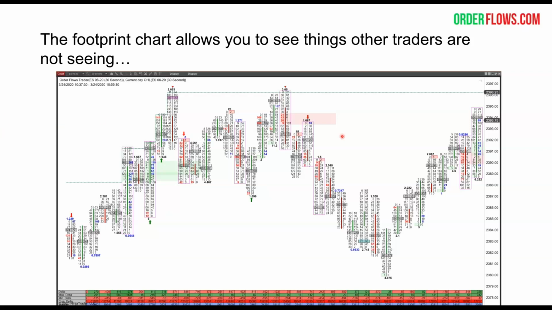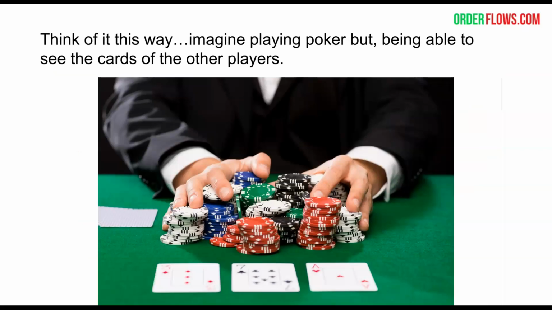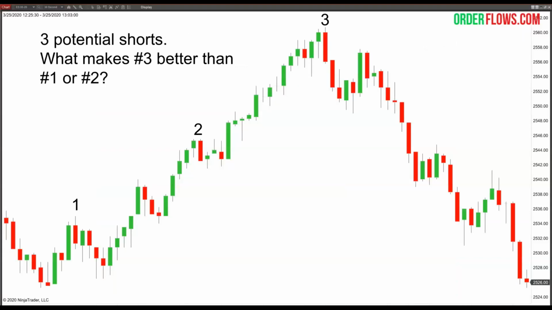Now, when I try to explain order flow to people, the easiest way to describe it is like this. Imagine playing poker, but being able to see the cards of the other players, right? When you're looking at a footprint chart, you're seeing what everybody else in the market has just done in the market. You can see if people bought at bad prices, if people sold at bad prices, if someone's defending a price area. And that's very important information. If you're looking at a normal bar chart, you're not going to see that information.